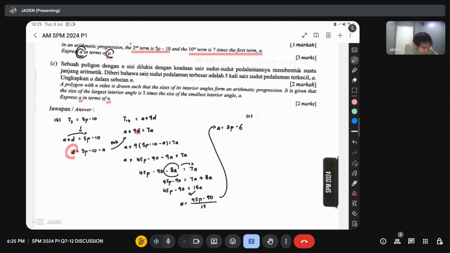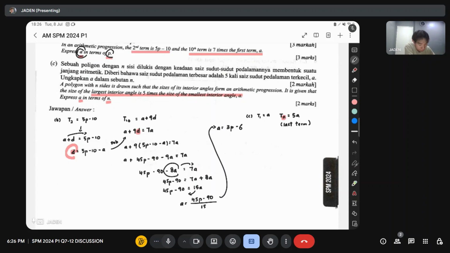Okay, now we have the first term, which is the smallest interior angle as a, and then Tn is equal to 5a. Why do I say it's Tn? Because I don't really know how many sides they have. But they did mention the largest interior angle is 5 times the size of the smallest interior angle, so I would say 5a. And I'm assuming that this Tn will be the last term already, since it is the largest interior angle. So my first term is a, my last term Tn equals 5a.